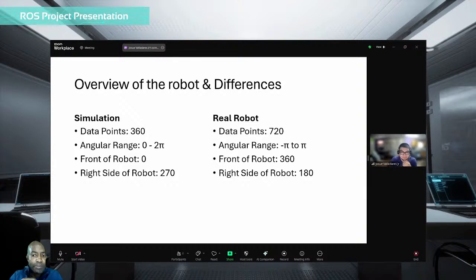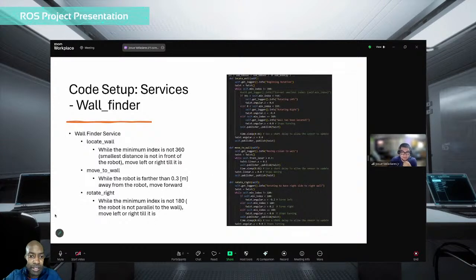Okay. Those are just some differences that I noticed. Okay. Yeah. Very good observation there.